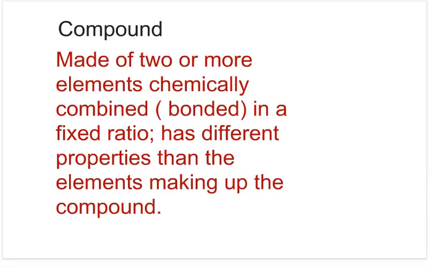And then we get to a compound. A compound is made of two or more elements that are chemically combined, and that just means they're bonded, so they can be broken down by chemical change. And these elements will always be in a fixed ratio, as we saw with the law of definite proportions. The other thing is a compound will have very different properties than the elements that make it up.